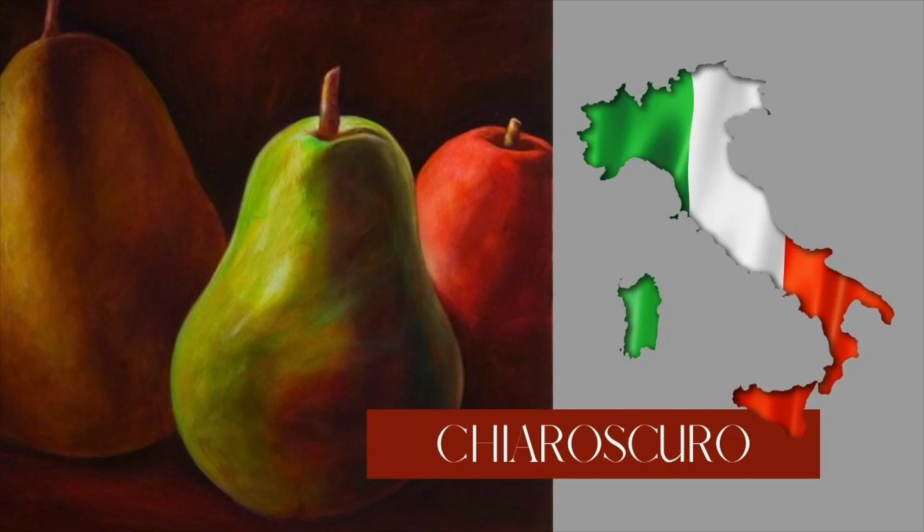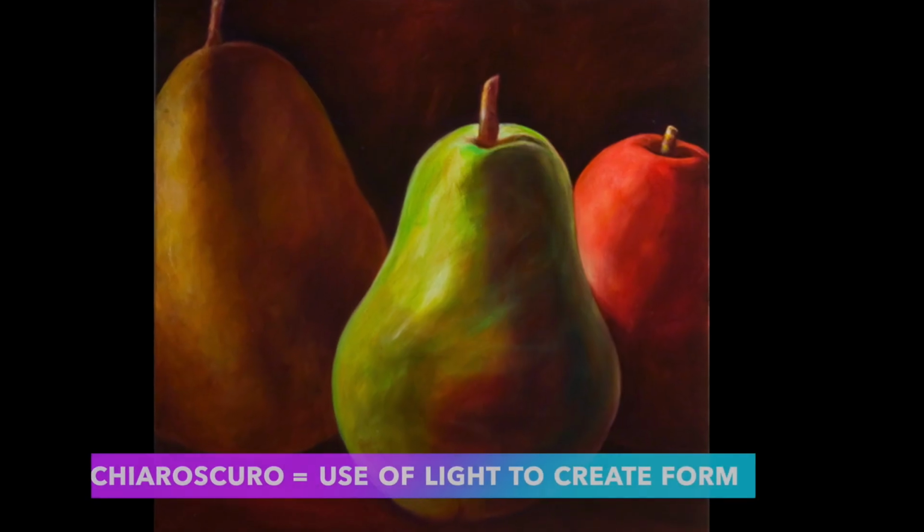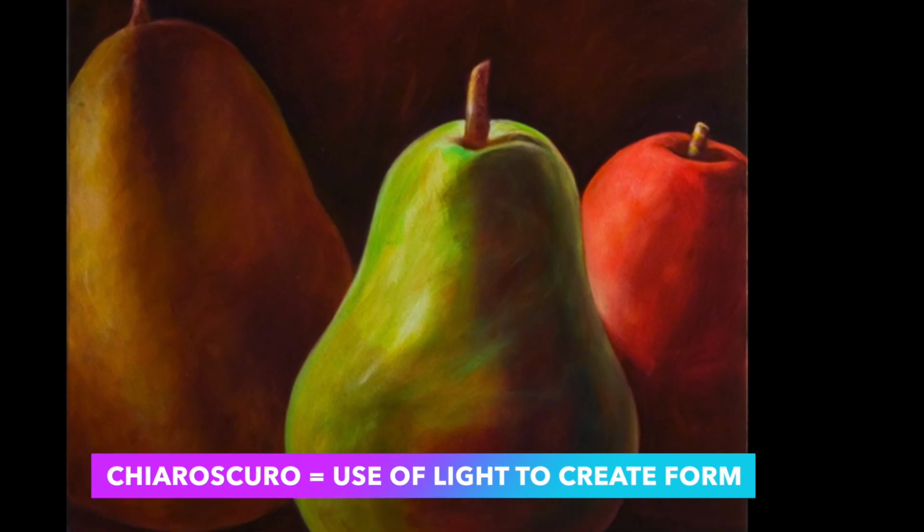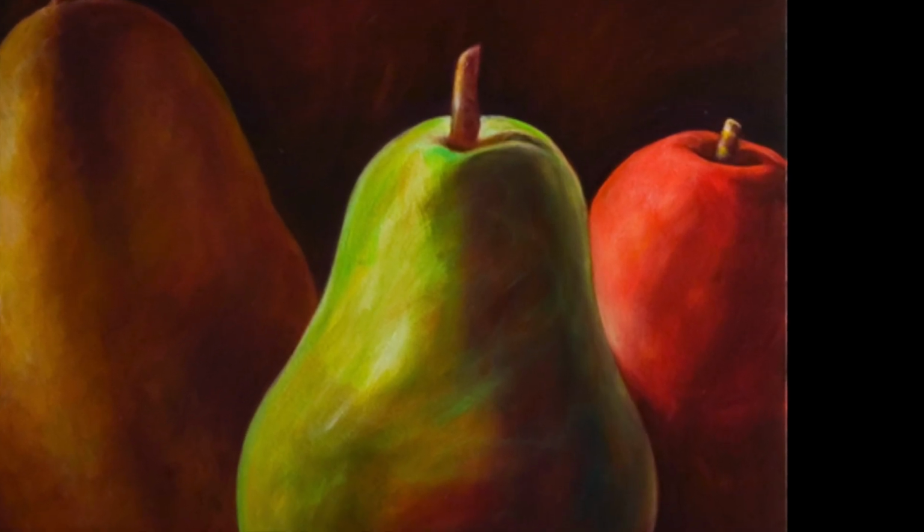Next we have chiaroscuro. This is using light and shadow to create 3-dimensional form. Here's my modern version. You can really feel the space here.